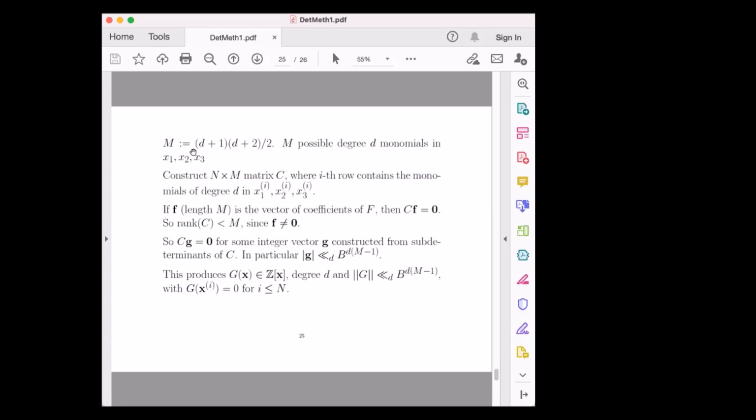And now we're going to define the number capital M to be (d plus 1) times (d plus 2) over 2. And this is the number of different degree d monomials in x1, x2, x3. And then we construct a matrix, capital C. It's going to be an N by M matrix, where the ith row, so i runs from 1 up to capital N here, contains the various monomials of degree d in x1, x2, x3. So M is the number of different monomials, so that's the number of columns that you get.